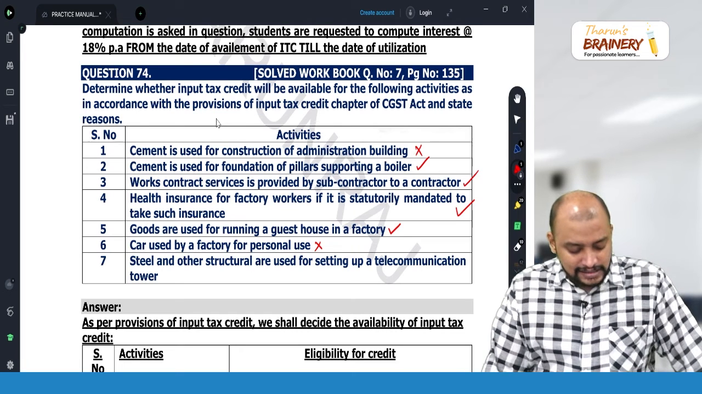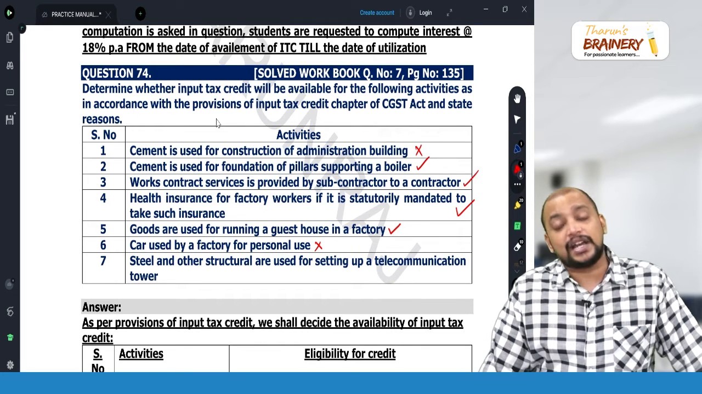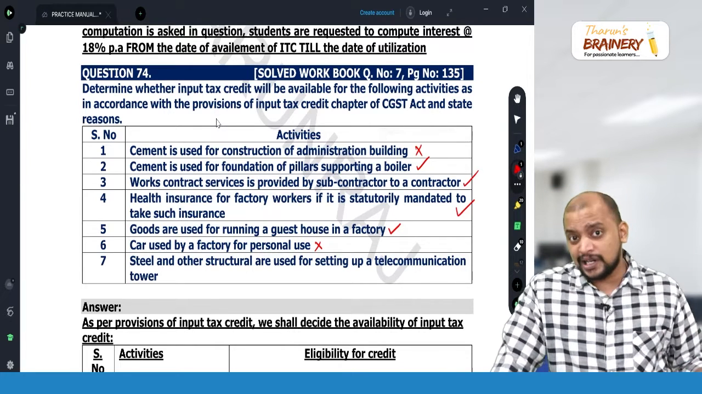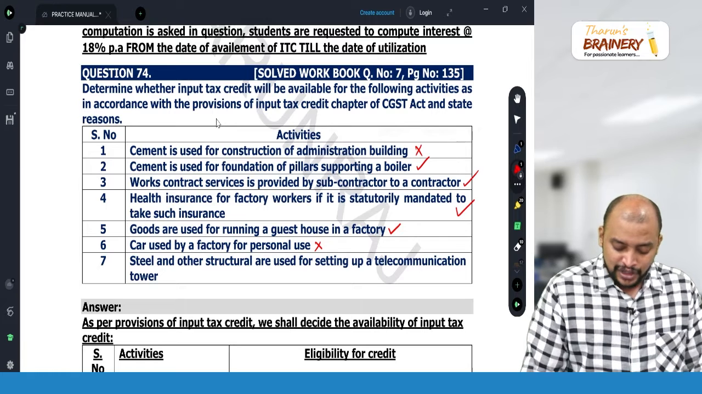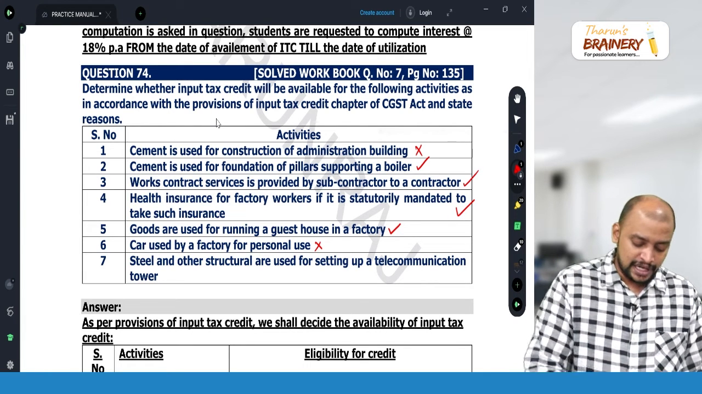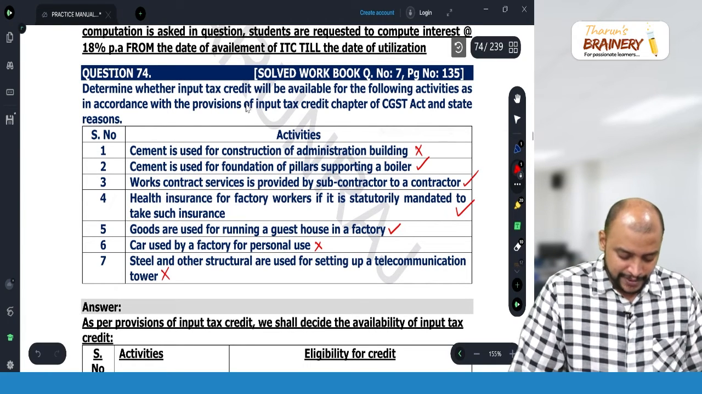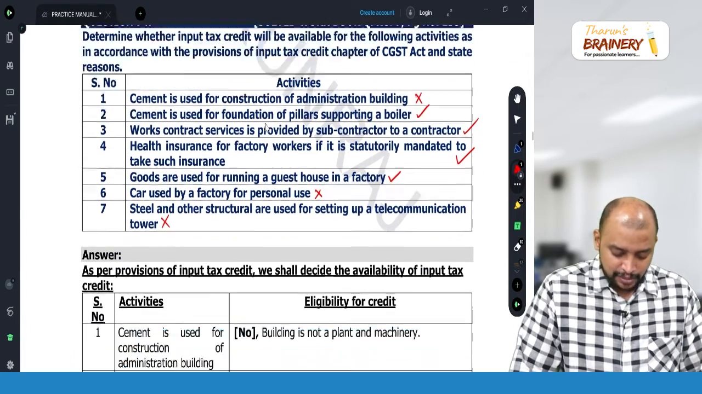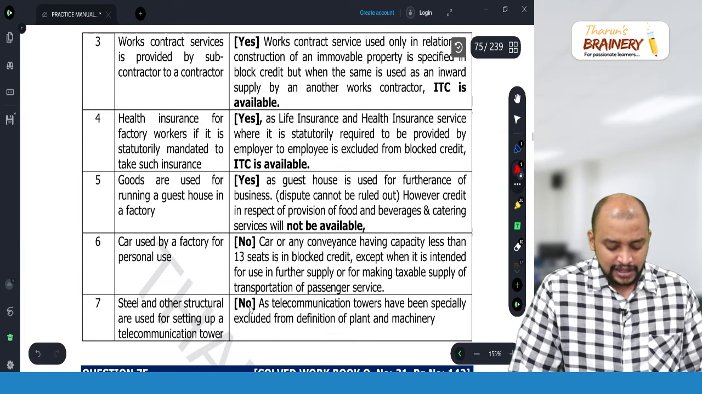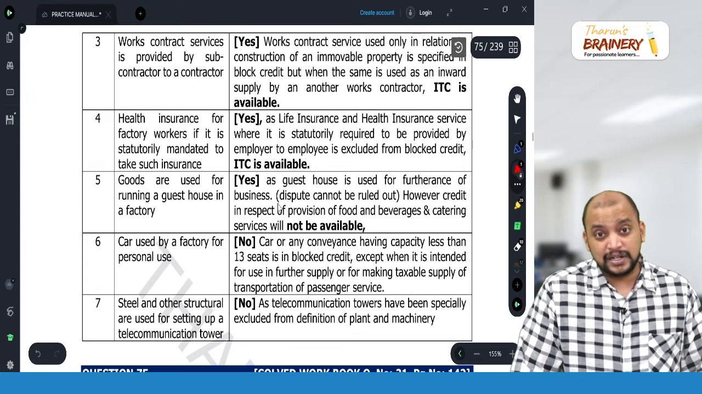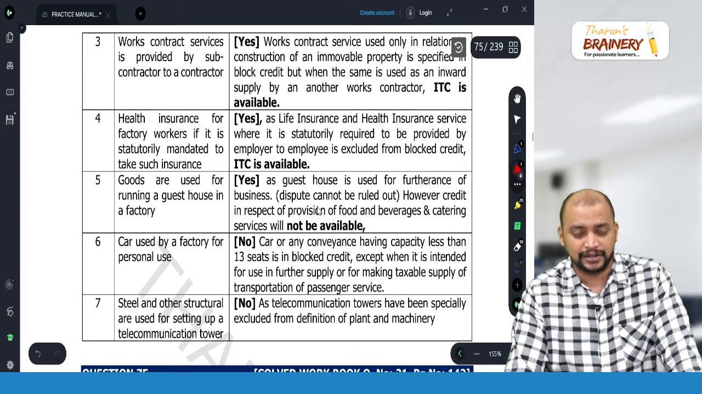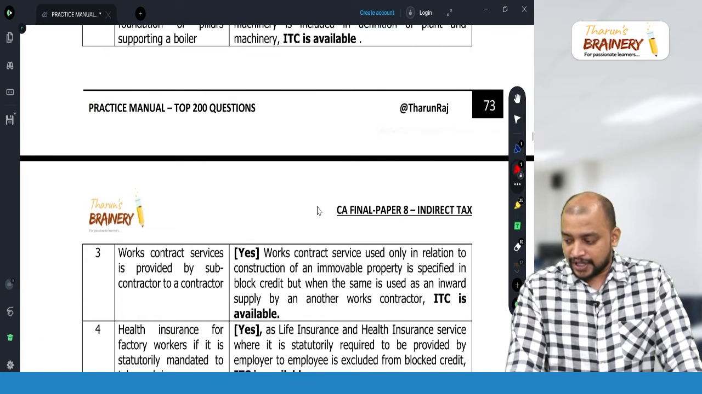Then steel and other structurals are used for setting up a telecommunication tower. Even though it is plant and machinery, there is a restriction that telecommunication towers are excluded from the meaning of plant and machinery, so ITC is not available in this case. So the first case ITC not available, then the 6th and 7th points ITC not available. For a guest house ITC is available, but credit with respect to food and beverages, catering, etc. is not available, but other things we can take ITC.